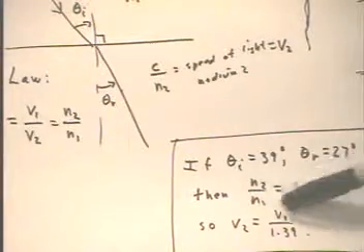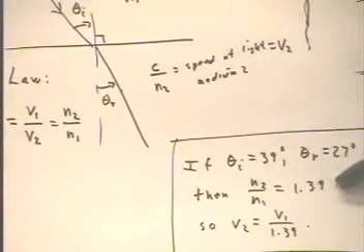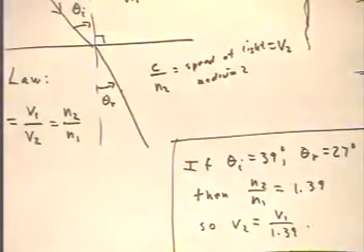Now, again, the accepted value should be about 1.33, so we really didn't do too badly. Now, when you do this experiment yourself, you might get more accurate results, better results. But this one isn't too bad, considering that we did it with fairly crude instruments.